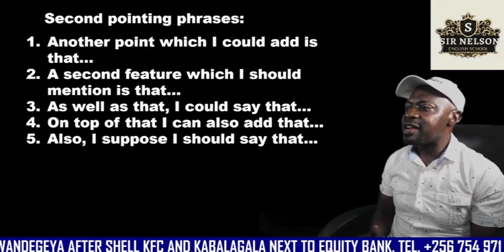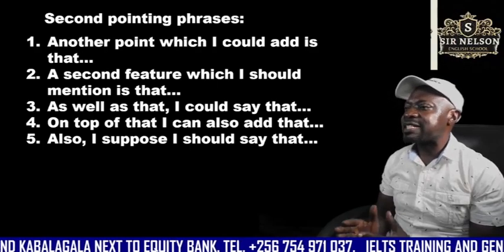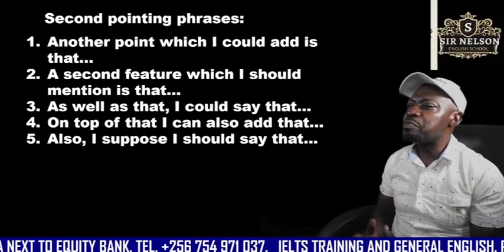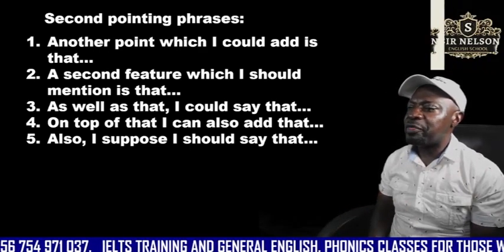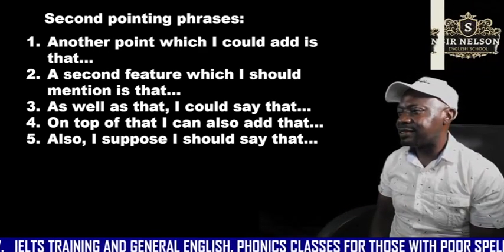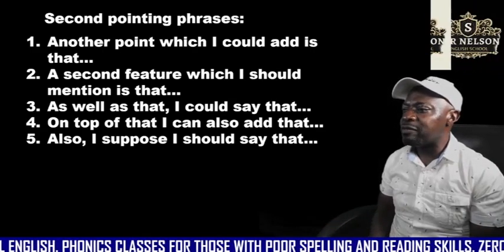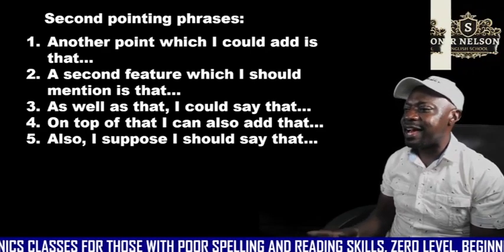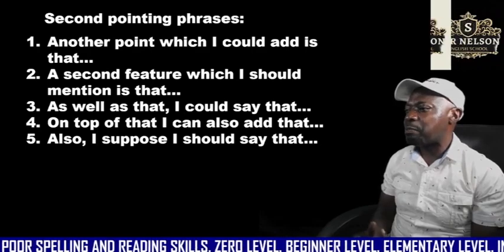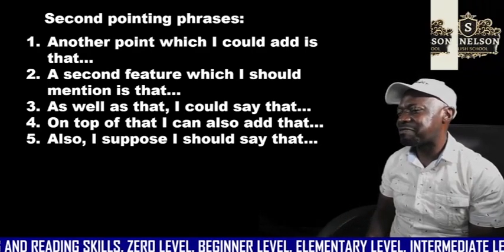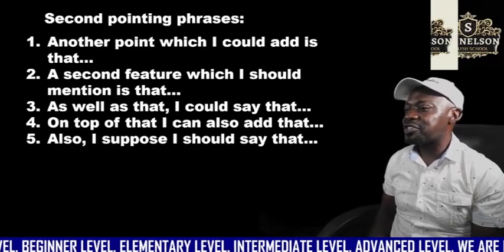Number 1. Another point which I could add is that. Number 2. A second feature which I should mention is that. Number 3. As well as that, I could say that. Number 4. On top of that, I can also add that. Number 5. Also, I suppose I should say that. Remember, copy all these phrases in your book.